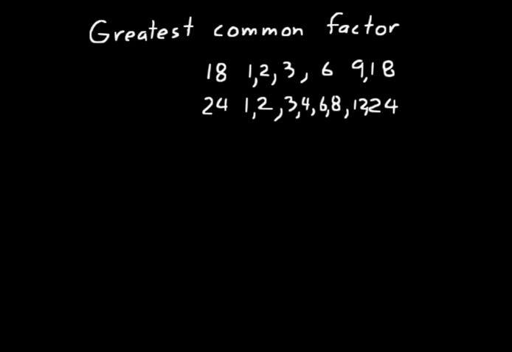Now let's circle our common factors. We have 1s. They both have a 1 in common. They both have 2s in common. They both have 3s. We're trying to find the greatest common factor. And so that would be the 6s, right? That's the greatest or largest factor that 18 and 24 have in common.